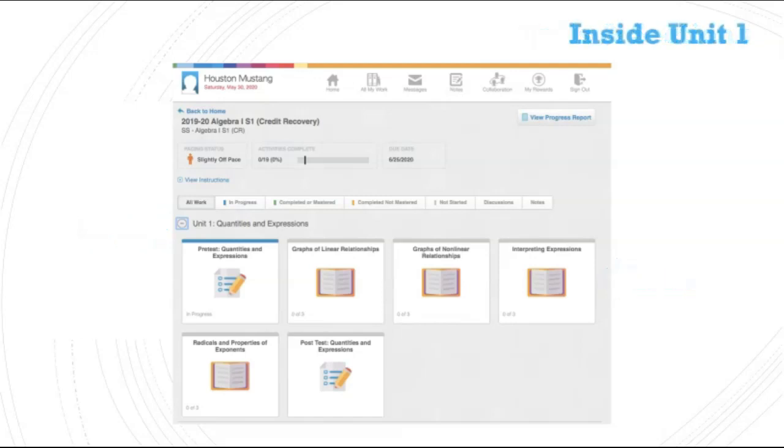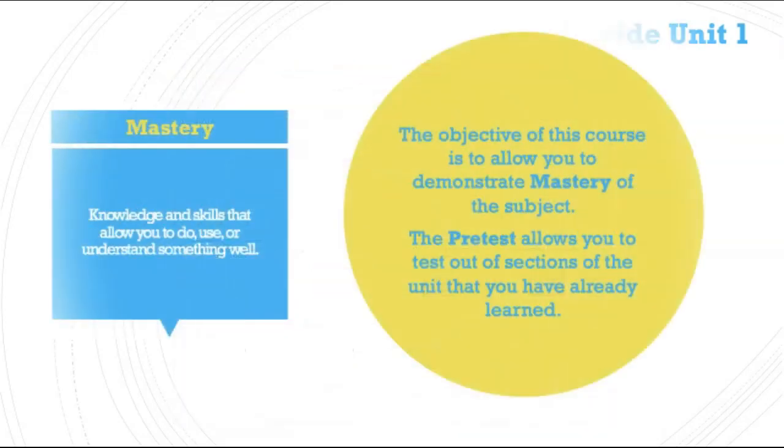If you've noticed, this unit has a pretest and a post-test. Make sure to take the pretest seriously and to do your best. You don't get credit for the pretest, but it's very important because it allows you to test out of material that you've already mastered. If after taking the pretest you're exempt from material, there will be a blue star next to it. You will not be able to test out of the post-test when one is present in your course. The objective of this course is to allow you to demonstrate mastery of the subject. The pretest allows you to test out of sections of the unit that you have already learned.